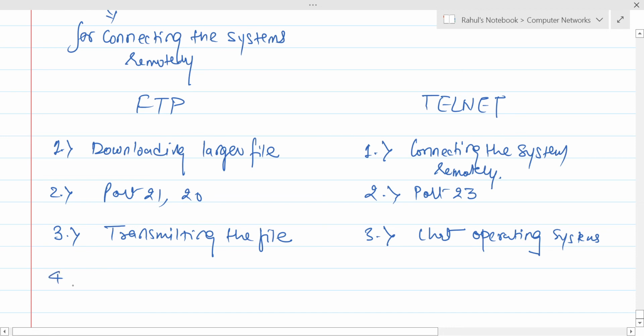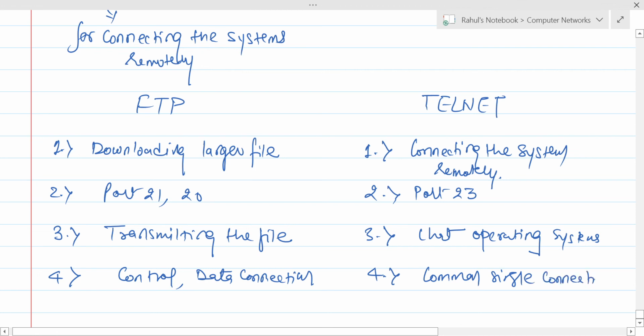Now, in FTP, two kinds of connections are there: control connections as well as data connections. Whereas in Telnet, only a single common connection is there. So these are basically the major differences between FTP and Telnet.